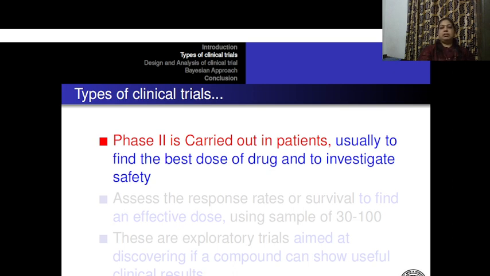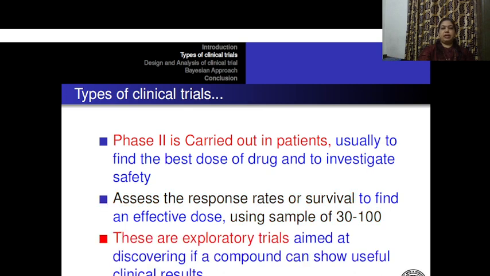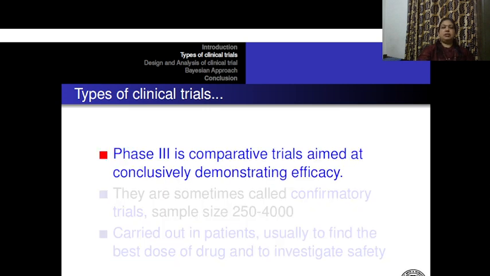Phase 2 is carried out in patients, usually to find the best dose of the drug and to investigate safety. Assess the response rate or survival to find an effective dose, using a sample of 30 to 100 subjects. These are exploratory trials aimed at discovering if a compound can be useful for clinical results. After successfully completing the phase 2 trial, it will move to phase 3.